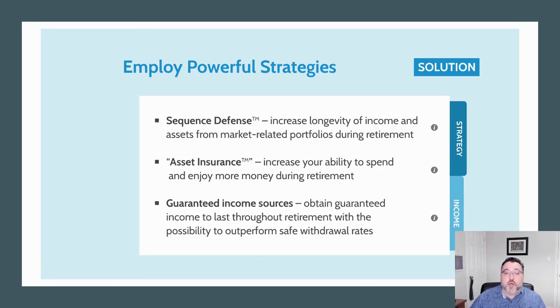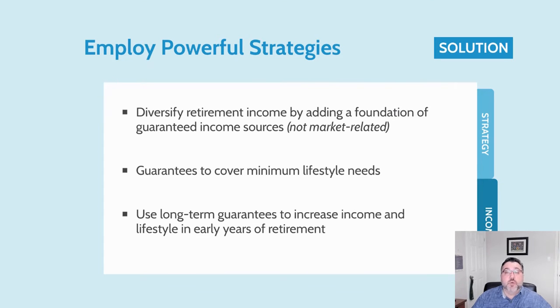The second strategy is we want to have asset insurance. This will increase your ability to spend and enjoy more money during your retirement. And the third thing is we want to implement some guaranteed income sources. So this will obtain guaranteed income to last throughout retirement with the possibility to outperform safe withdrawal rates. So here's three things that we want to implement.